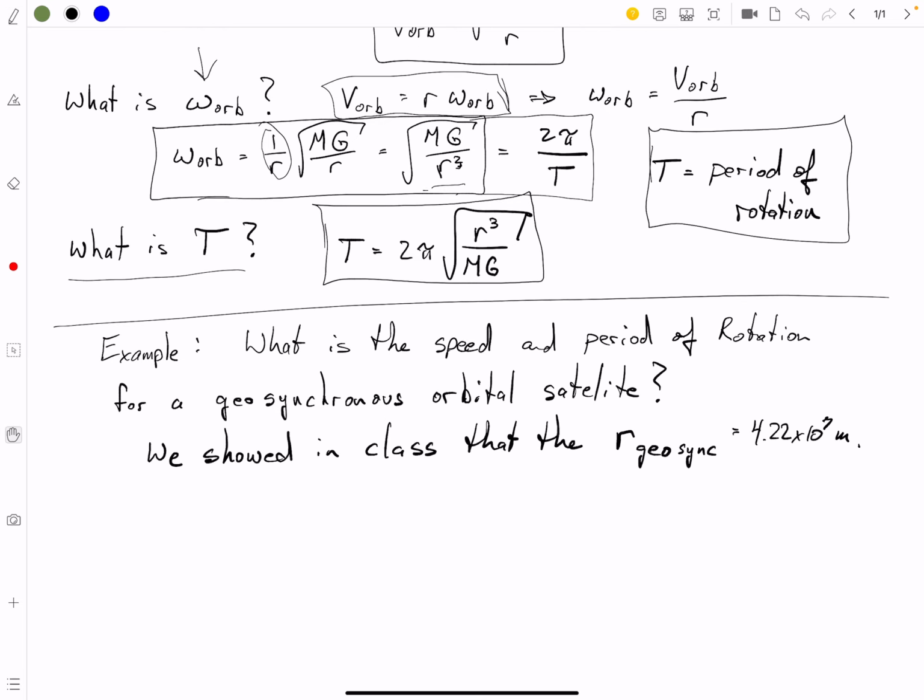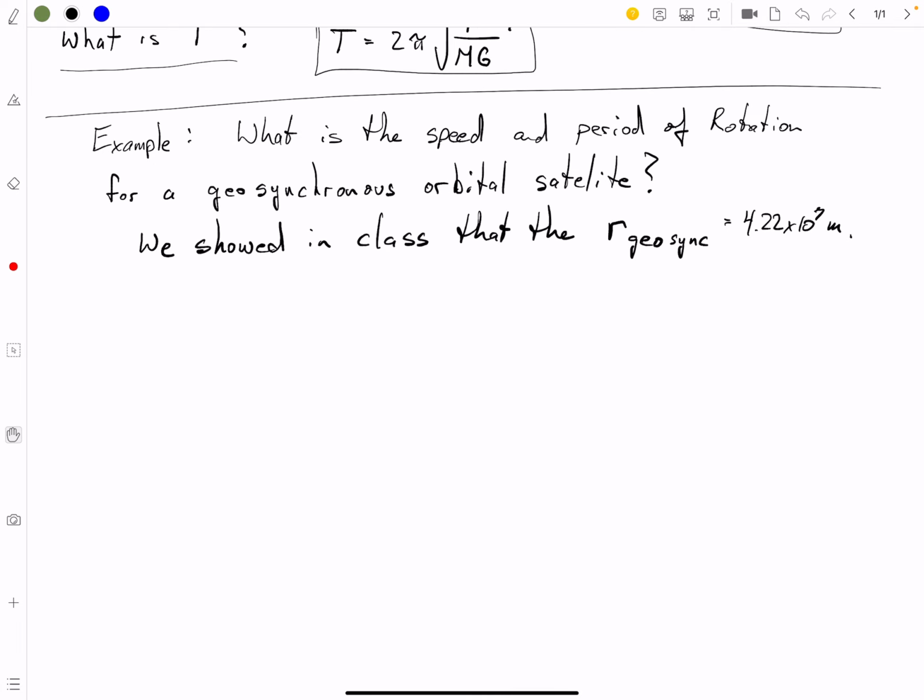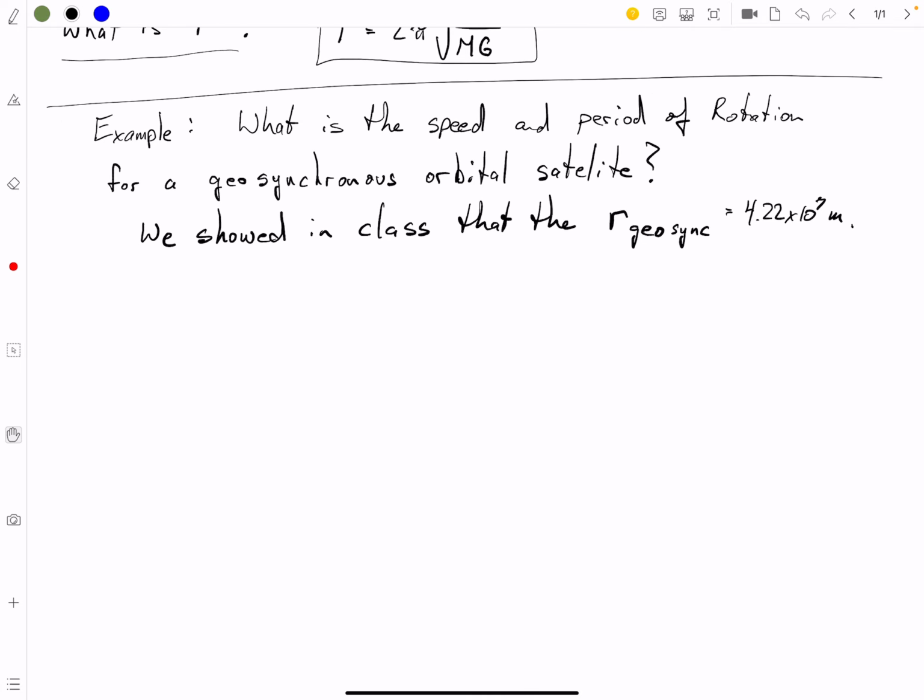What is the speed and period of rotation for a geosynchronous orbital satellite? We showed in class, hopefully you guys were not sleeping, that the geosynchronous radius of orbiting is 4.22 times 10 to the 7 meters. So, great. We want the speed.